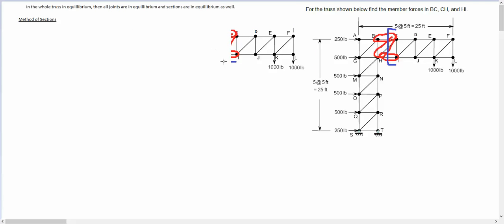We will then have member forces here. This would be FBC. There was one going down. FCH. And also one to the right. FHI.